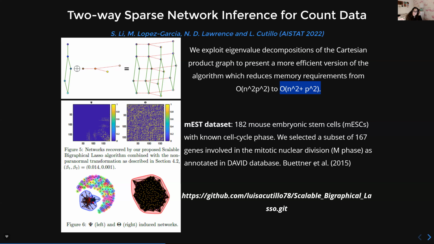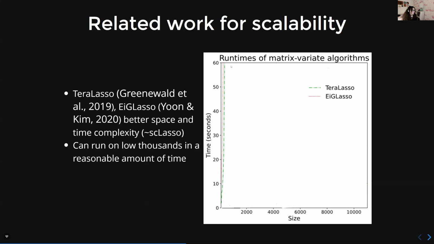Now, there are other approaches. One is called TeraLasso, for example, one is called A-class, that have a better space and time complexity. So this is their runtime, for example, and they can run on low thousands in a reasonable amount of time, that is here, in minutes.